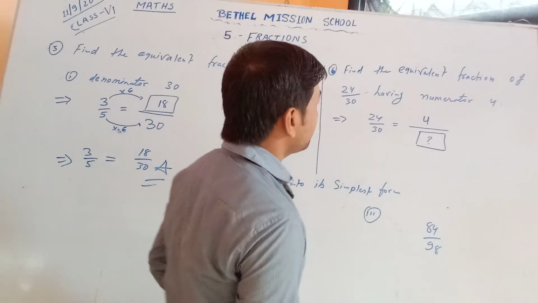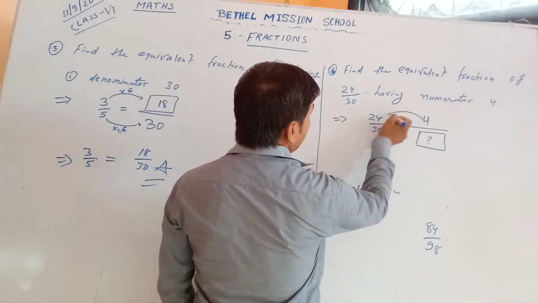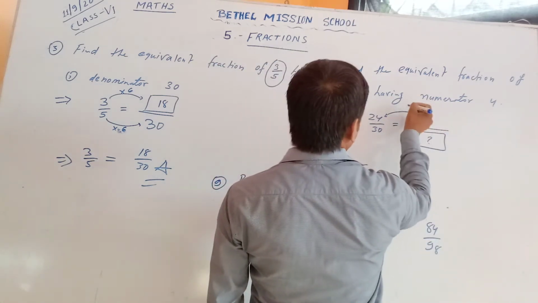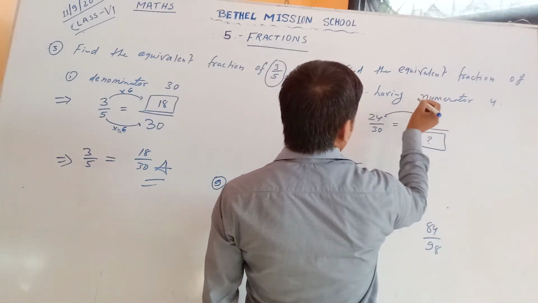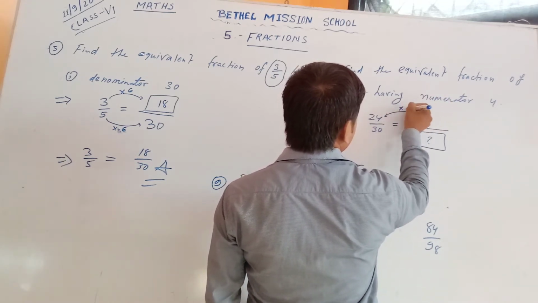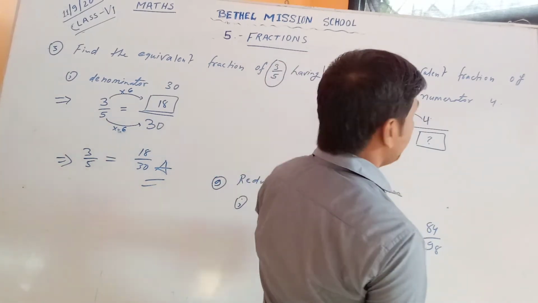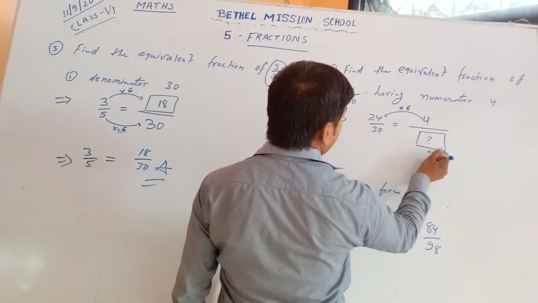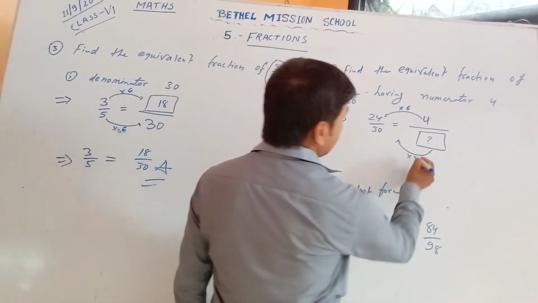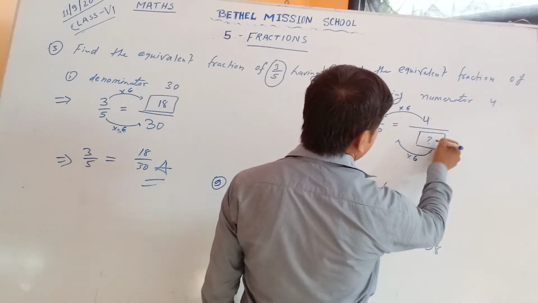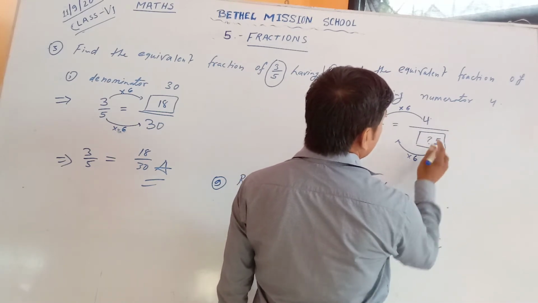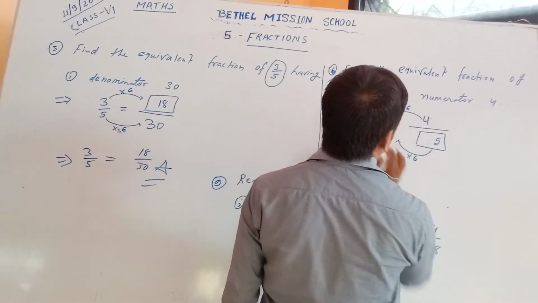Okay, so now how many times do you multiply 4 to get 24? 4 multiplied 6 times, then you will get 24. So which number will you multiply by 6 times to get 30? You will find that 5. If you write here 5, 6 5s are 30.